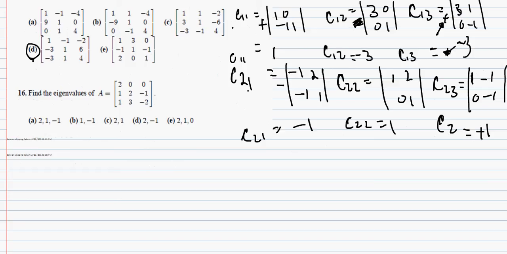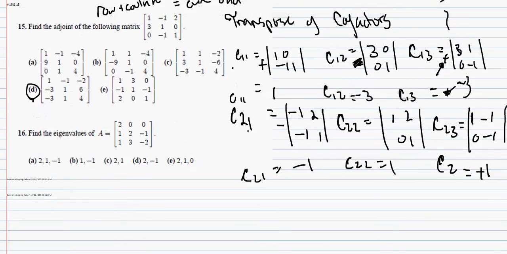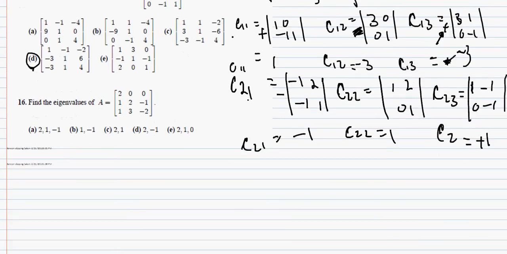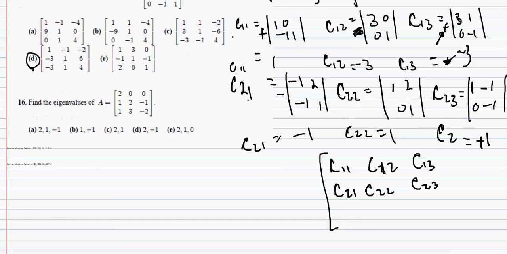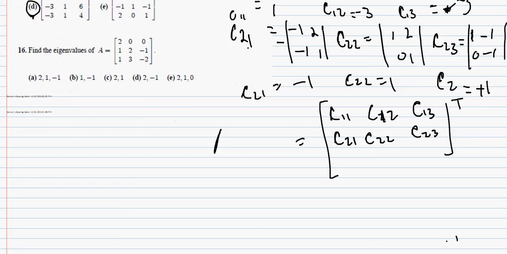Now, I just want to show you how this actually works. I'm not going to do the last one, I'm just going to go over what I do next. I'm going to make this matrix C11, C12, C13, then C21, C22, C23. I'm going to take the transpose of that, and that's going to give us our adjoint, which should be, what was C11?